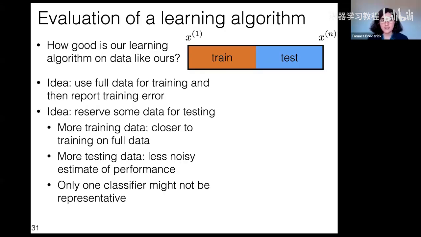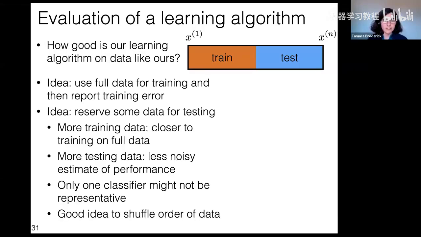Also an issue here, and certainly one that you've been exploring, is that if I just train on some part of my data and test on some part of my data, that's just looking at one classifier, and that might not be representative of my algorithm. Maybe I got unlucky. Maybe I got some unlucky training data and some unlucky testing data, or one or the other.